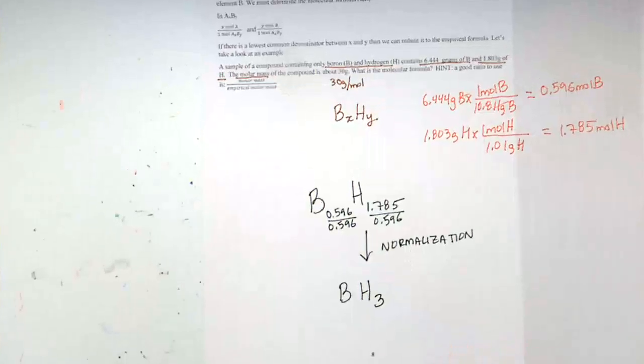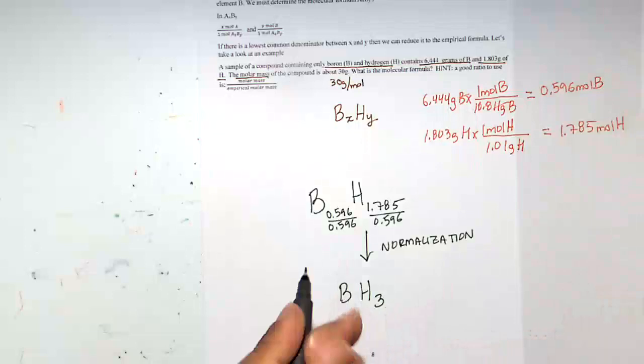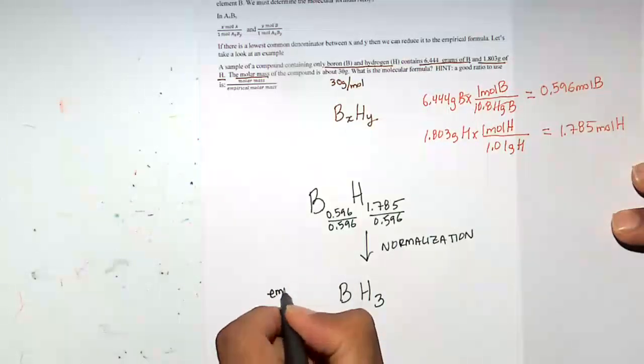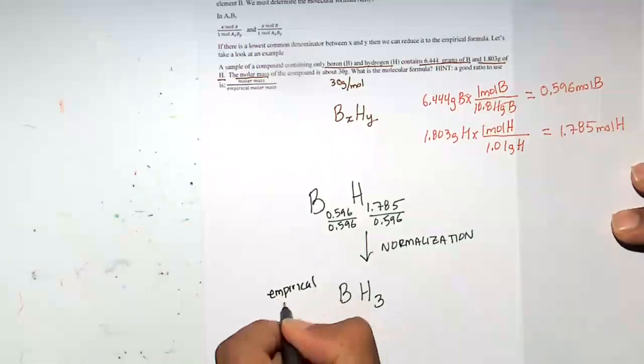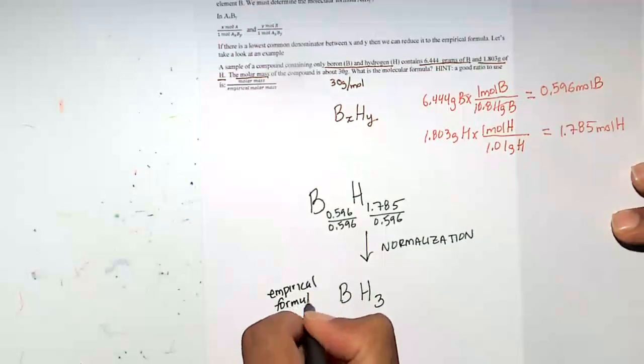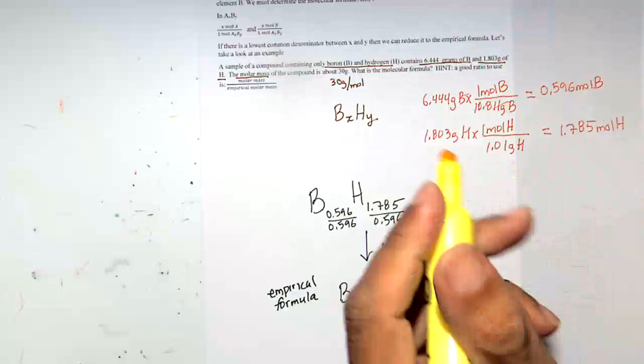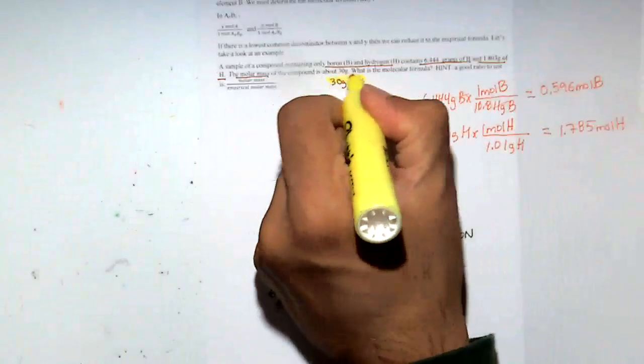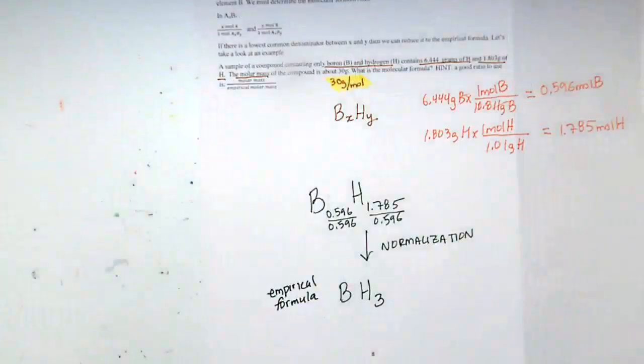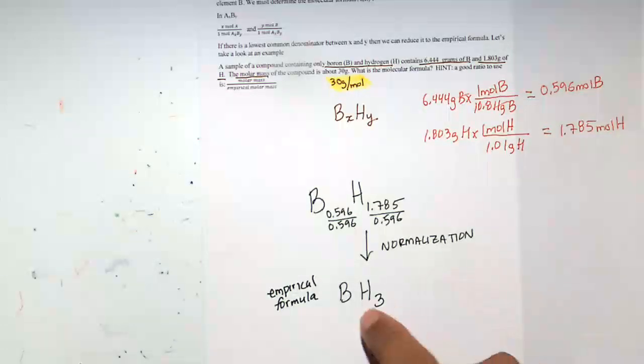But is this the right answer? Notice the molecular weight. This is not the molecular formula. It is the empirical formula. The way we get the actual molecular formula is that we need to know the weight. The weight of the compound is 30 grams per mole. So what's the weight of this?